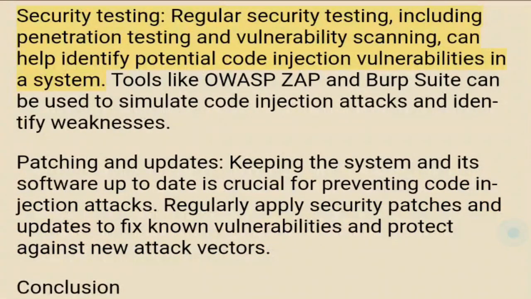Security testing. Regular security testing, including penetration testing and vulnerability scanning, can help identify potential code injection vulnerabilities in a system. Tools like OWASP and Burp Suite can be used to simulate code injection attacks and identify weaknesses. Patching and updates. Keeping the system and its software up to date is crucial for preventing code injection attacks. Regularly apply security patches and updates to fix known vulnerabilities and protect against new attack vectors.